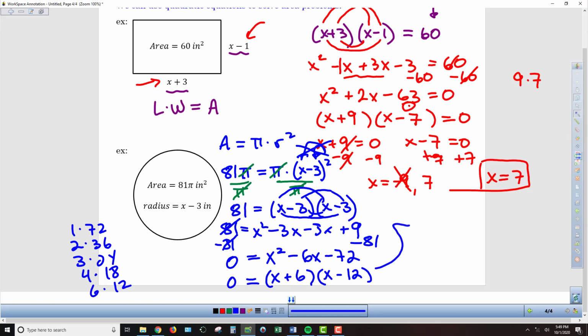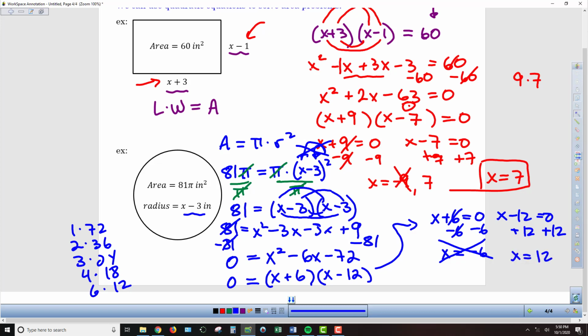So now we can take these two factors and set them equal to 0. And so then we've got to subtract 6 here. So we get x equals negative 6. But for the same reason that we saw in the previous example, we can't have a negative value for x in this problem because that would mean our radius would turn out to be a negative number. So I'm right away going to throw that out. And so then my answer is going to come from this other one where I add 12 to both sides, and so I get x equals 12. So that's the value of x that makes this problem work.